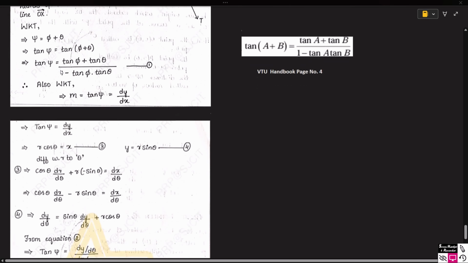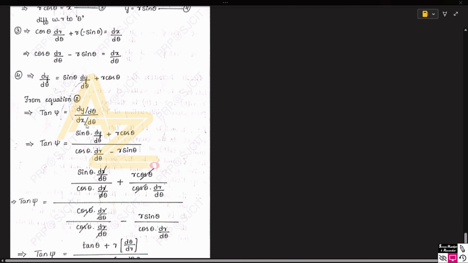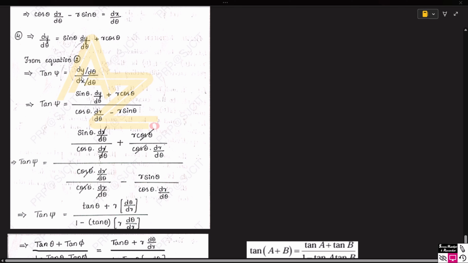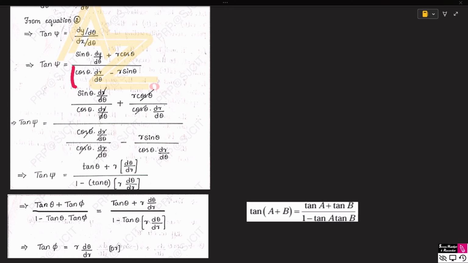Now from equation 1, as we had here, the slope equation tan psi equal to dy by dx. We are plotting the equation here. We are taking dy by d theta divided by dx by d theta, and we get this equation. As we are getting this equation, we cannot simplify it further. To simplify it further, we are dividing by cos theta into dr by d theta for all the four parts. Which are the four parts? This, and this. We are dividing all four parts, and later we are simplifying it.